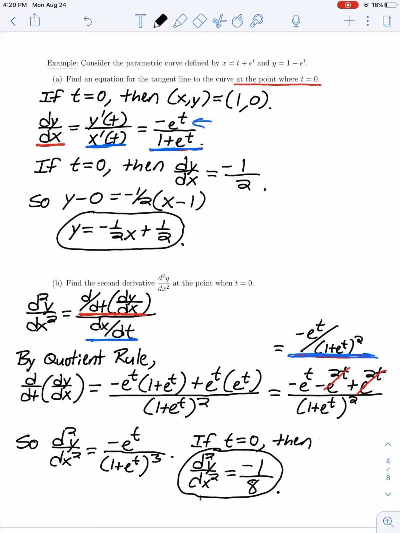And now what does this tell us about our curve? Well, the fact that this second derivative is negative 1/8, which is negative, that means that our curve has a concave downward shape at the point where t is equal to 0. So we can use this second derivative to gain some information about the shape of our curve, in particular its concavity.